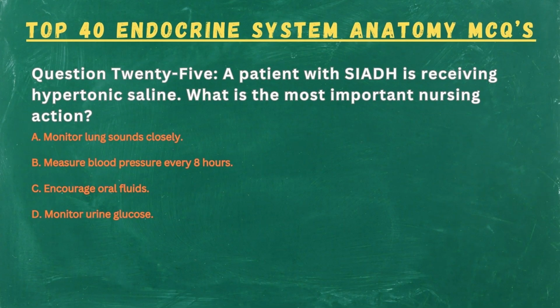Question 25. A patient with SIAD is receiving hypertonic saline. What is the most important nursing action? A. Monitor lung sounds closely. B. Measure blood pressure every 8 hours. C. Encourage oral fluids. D. Monitor urine glucose. Answer: A. Monitor lung sounds closely.